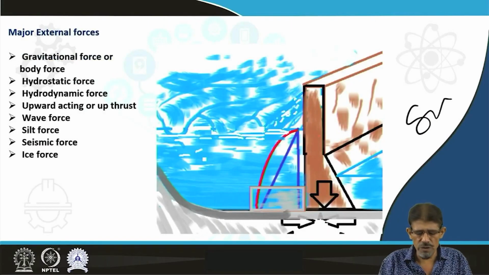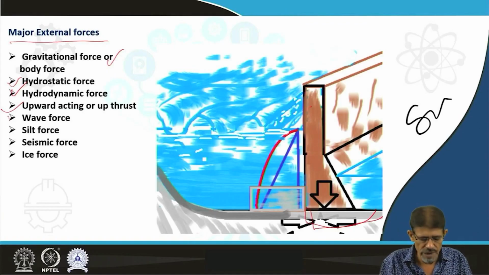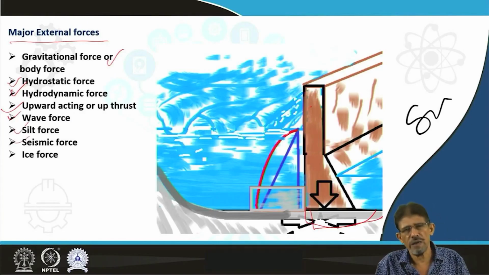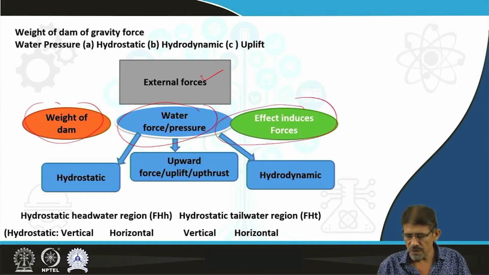In this way, we are going to classify the major external forces as gravitational forces or weight of the structure, then the hydrostatic force due to impoundment of water, both vertical and horizontal, present in the headwater region and tailwater region, then the hydrodynamic force during earthquake and other vibrational effects, then the upthrust force due to filtration of water inside the foundation, then wave force, silt force, seismic force and ice force. This we have already summarized.